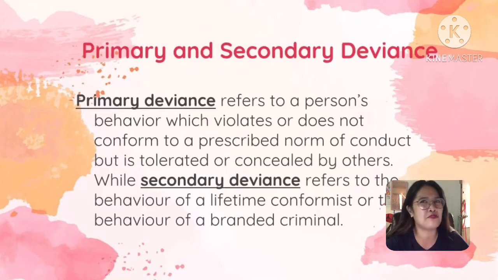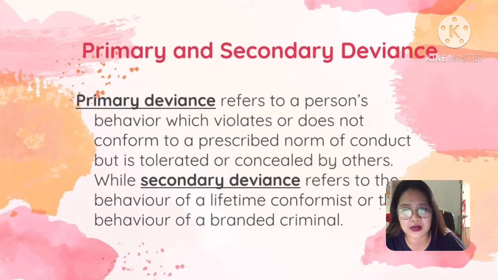Secondary deviance naman refers to a behavior of a lifetime conformist or behavior of a branded criminal. Ito na yung pang medyo matagalan, medyo nandun na yung gravity, okay? Labas na siya dun sa pasimple-simpleng conformity and deviance on a smaller scale, okay? Examples ng primary deviance: vandalism, cheating during examination, littering, cutting classes, loitering in restricted areas.